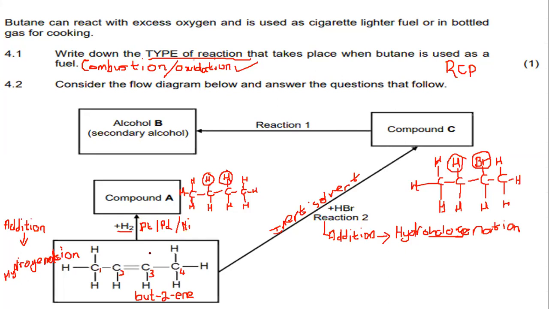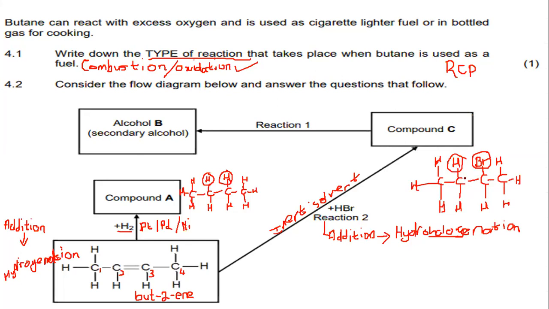Good. Now, let us go to reaction 1. Reaction 1 requires that we look at compound C being a reactant, and it is going to form an alcohol. Now, compound C, we have actually worked out its structural formula. There it is.